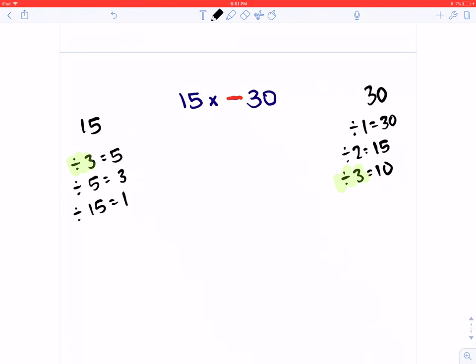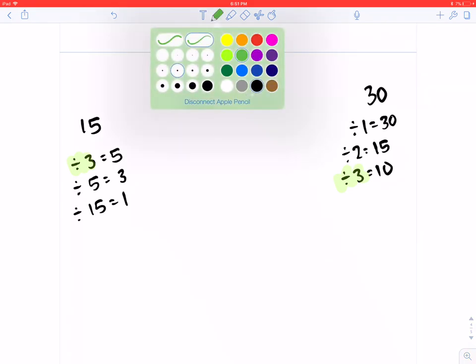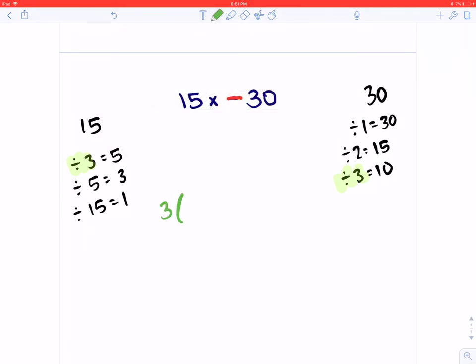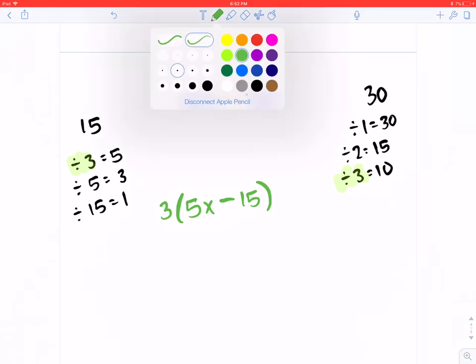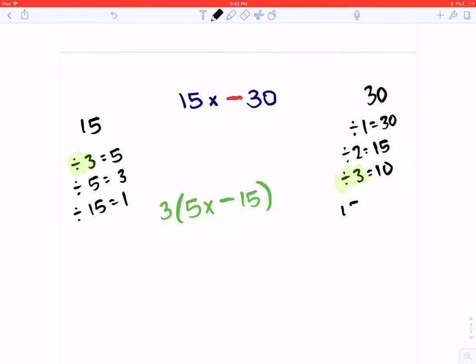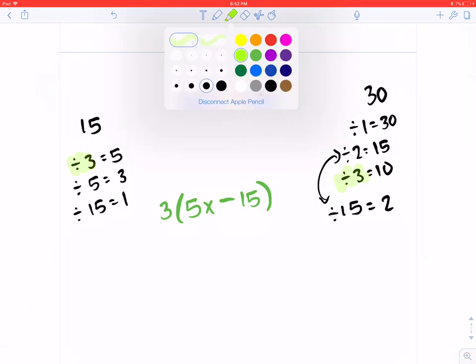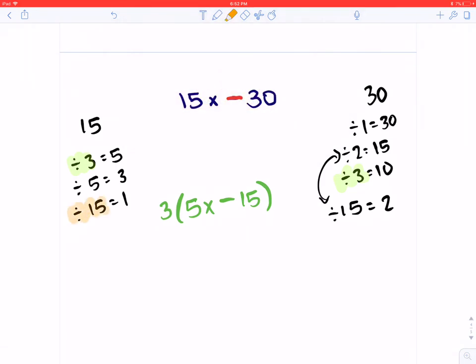Okay, so if that's what I'm going to use, then I'm going to say 3 groups. 15 divided by 3 is 5x. And negative 30 divided by 3 is negative 15. But I can also look at it and say, hey, I can divide 30 by 15. If I divide it by 15, I get 2. These two are opposites. It works either way. And because of that, I recognize that I can also use 15.